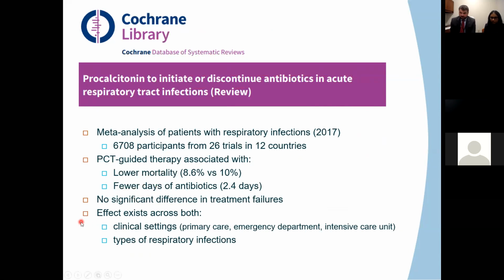In this study, they also didn't all use procalcitonin as it's supposed to be used. But just ordering it, they had such a big effect, and also they used it across so many different settings, like primary care setting, emergency department, ICU, respiratory infection. So they used it across different settings and had significant outcomes.